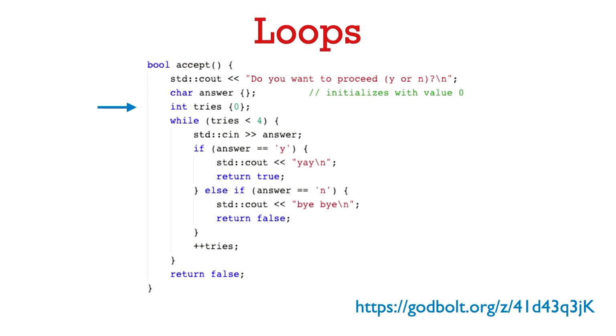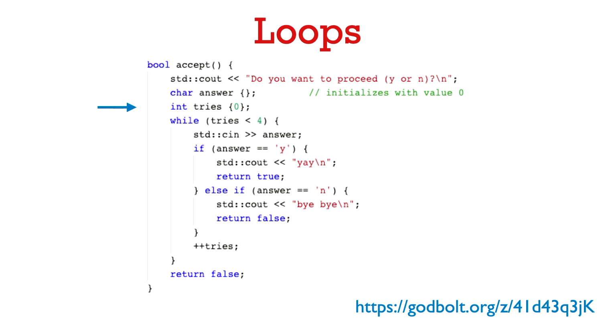Okay, so now let's add some loops to this example so we can give the user multiple chances to enter a proper value. Maybe they make a typo or whatever. So now we give the user a second chance and a third chance and a fourth chance. We have an int variable called tries. We initialize this to be 0.